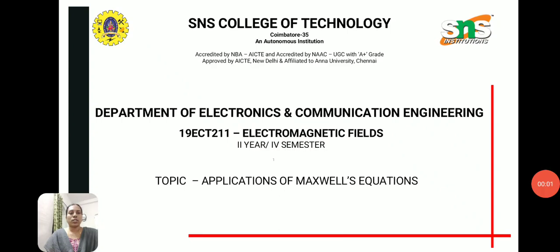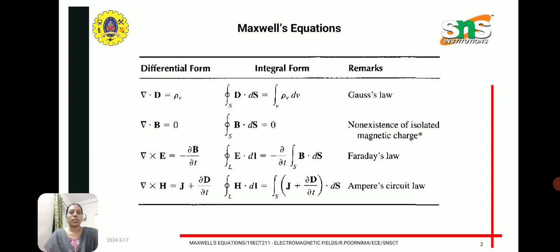Welcome to this video lecture on the topic applications of Maxwell's equation. In the previous lecture we have seen the different types of Maxwell's equation derived from basic fundamental laws of electromagnetism. There are four Maxwell's equations, from Gauss law, Faraday's law, and Ampere circuital law. So these are the four Maxwell's equations derived.